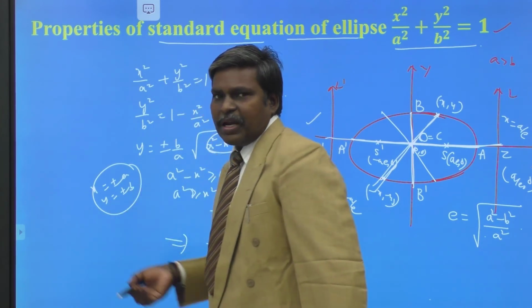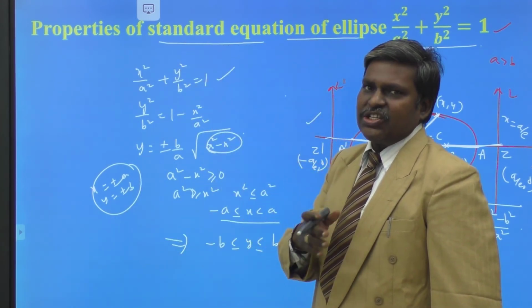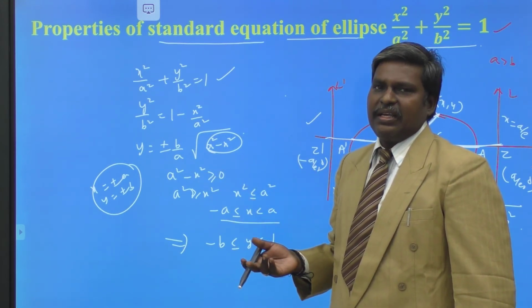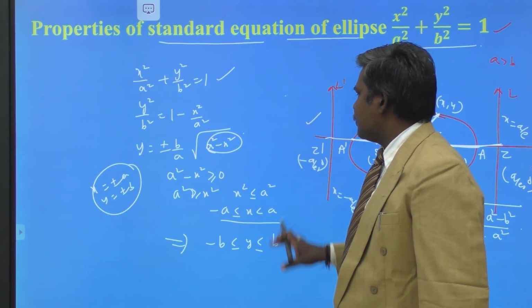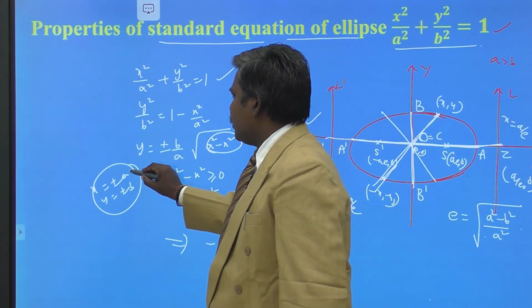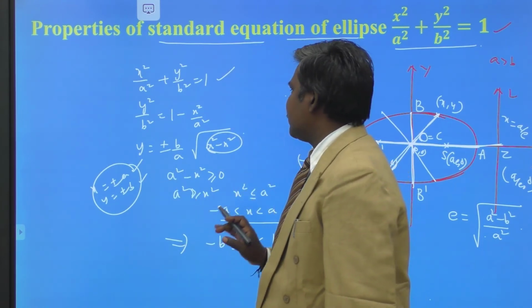But your parabola is an open curve. It extends to infinity. Both the values of y tend to infinity numerically in your parabola. But your ellipse is a closed curve, and lies between the two lines x equal to plus or minus a as well as y equal to plus or minus b.